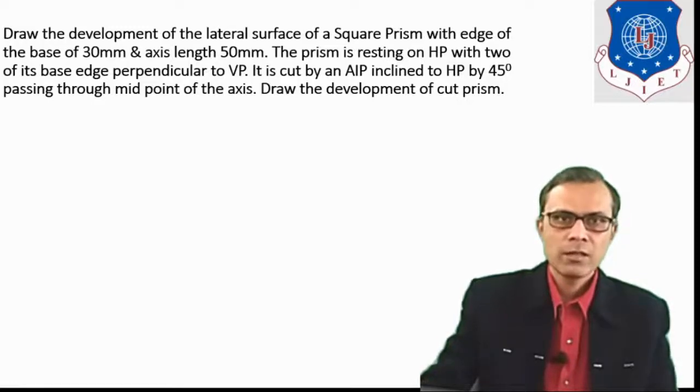Let's see the example. Draw the development of the lateral surface of a square prism with edge of the base of 30 mm and axis length 50 mm. The prism is resting on HP with two of its base edges perpendicular to VP and it is cut by an AIP. AIP means auxiliary inclined plane, inclined to HP by 45 degrees, passing through the midpoint of the axis. Draw the development of the cut prism.